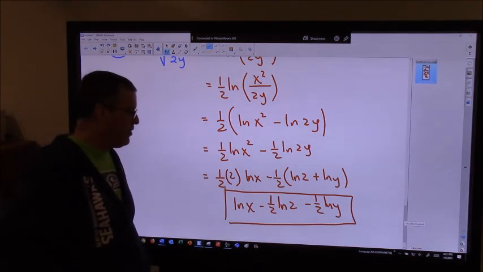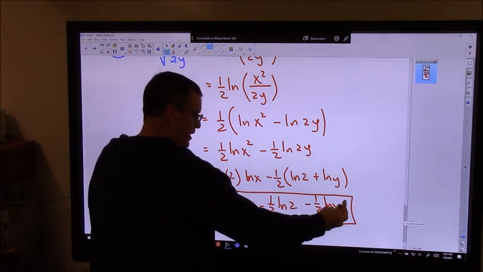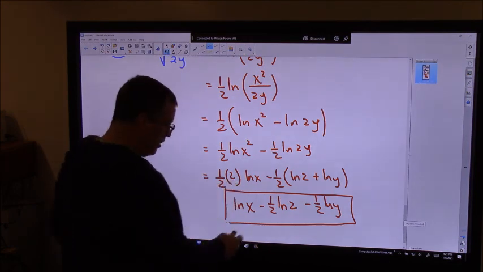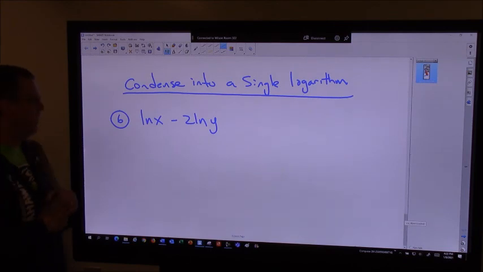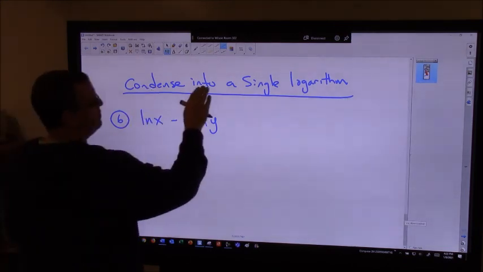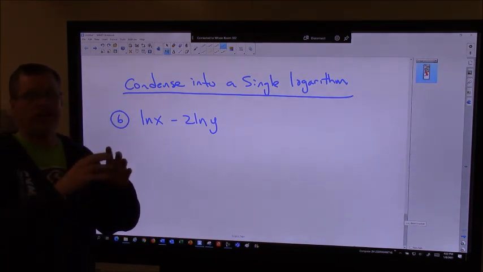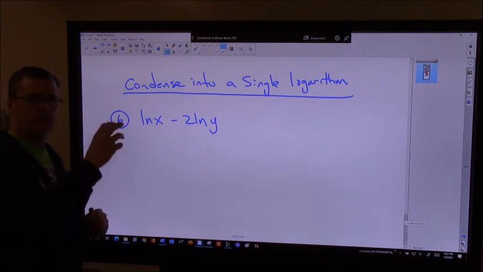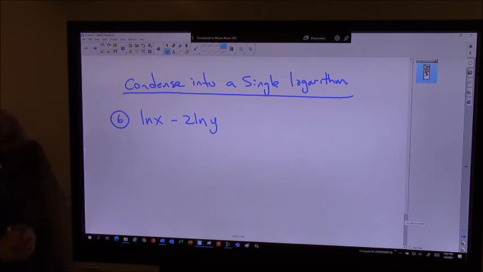So let's try going the other direction. Let's try taking an expression like this and condensing it back into a single logarithm. All right, so we'll keep the first one kind of easy. They're saying to condense into a single logarithm. So common log or natural log, doesn't matter. I want to condense this down so I just have the natural log of something. All right, you guys go ahead and try it.